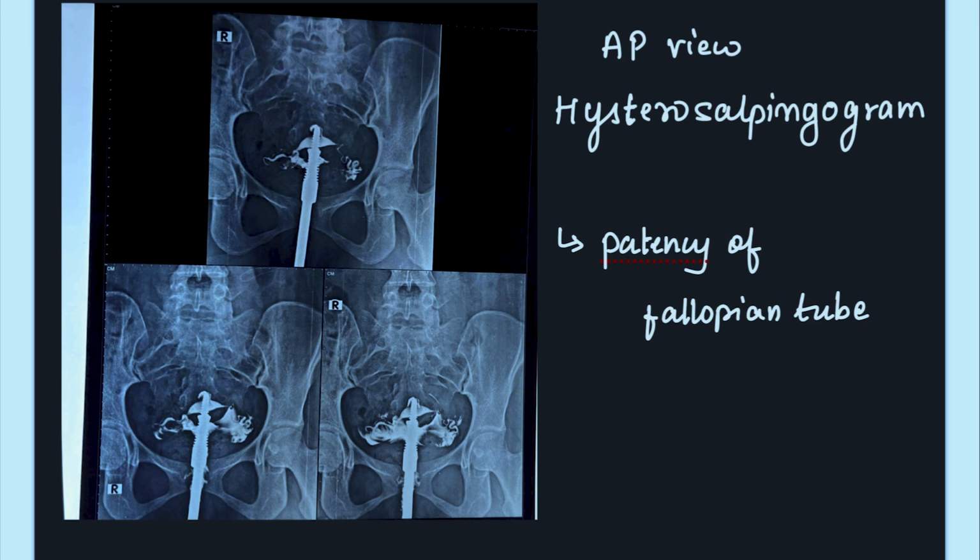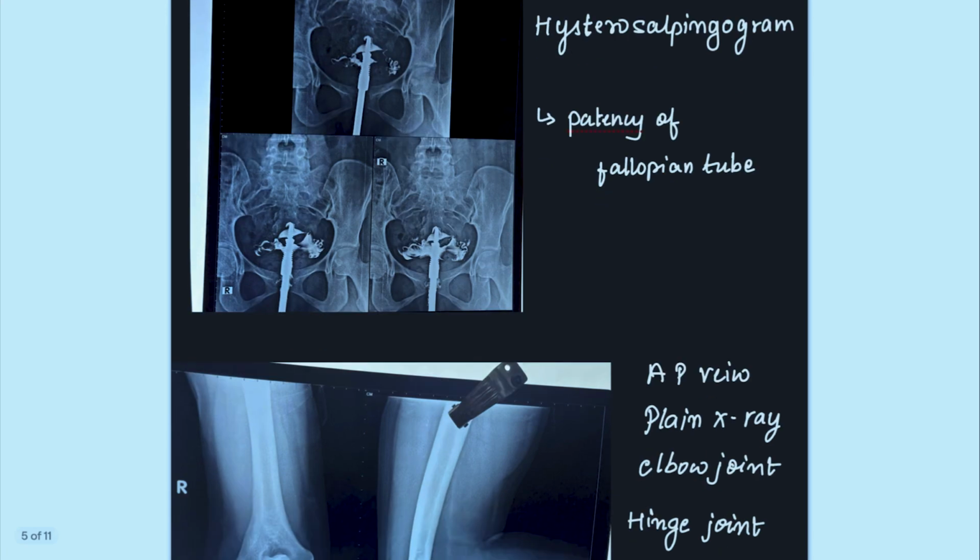This kind of X-ray is called hysterosalpingogram. This is used to check the patency of fallopian tube. A dye is injected and it starts spreading all through the fallopian tubes, and we can check for any patency in the fallopian tube. So that is what we can see in this X-ray.